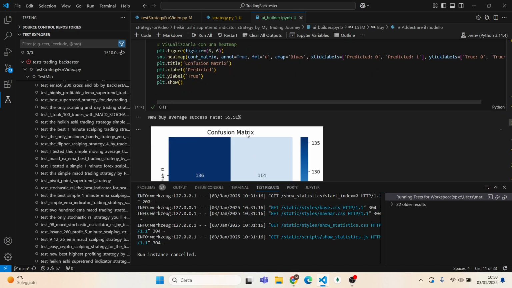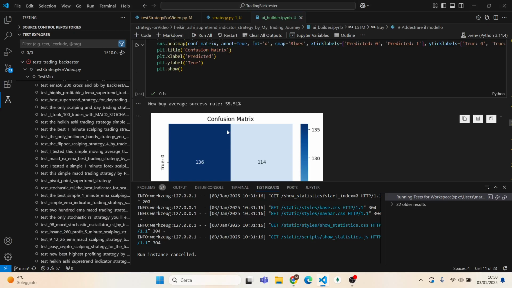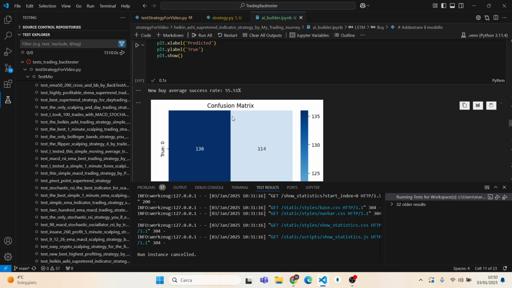Okay, and as you can see, on the test dataset, after training on the train dataset, the new average success rate was 55.51%.